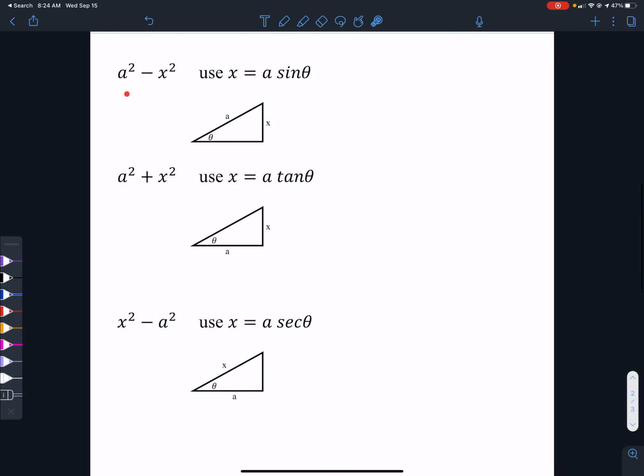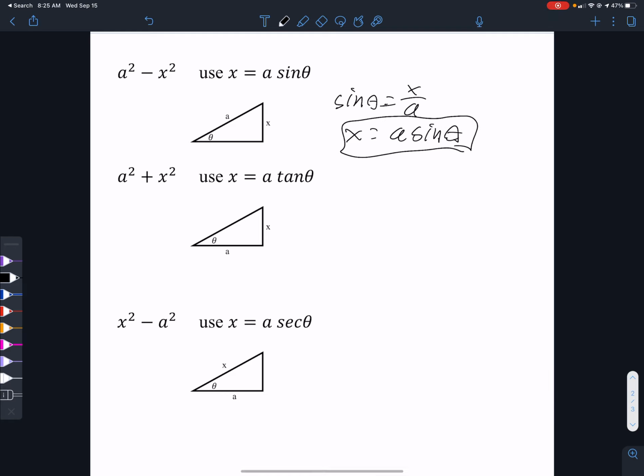So how do you get that? This has to be the hypotenuse, that has to be a side, right? So a must be the hypotenuse, and x must be the side. And if we choose that triangle, opposite over adjacent is sine. So we could say sine of theta is opposite over, not adjacent, hypotenuse. If you solve for x by multiplying by a, you get that substitution. So it makes sense. When you have that form, you use this.